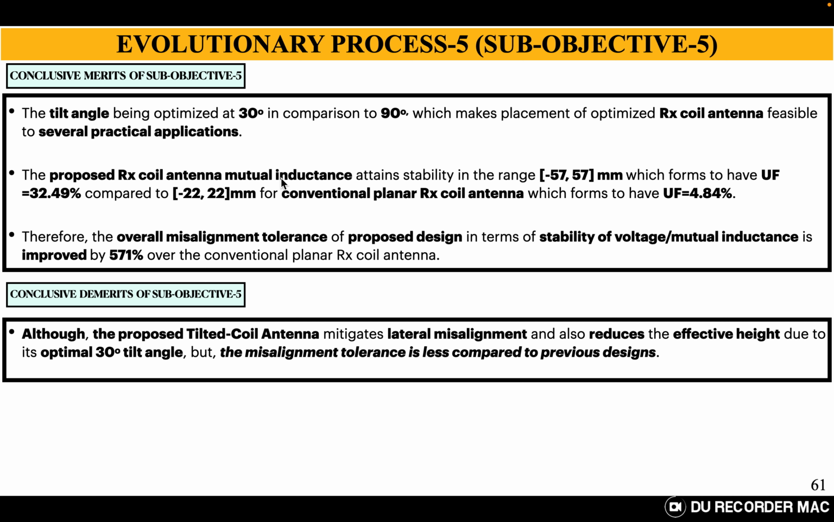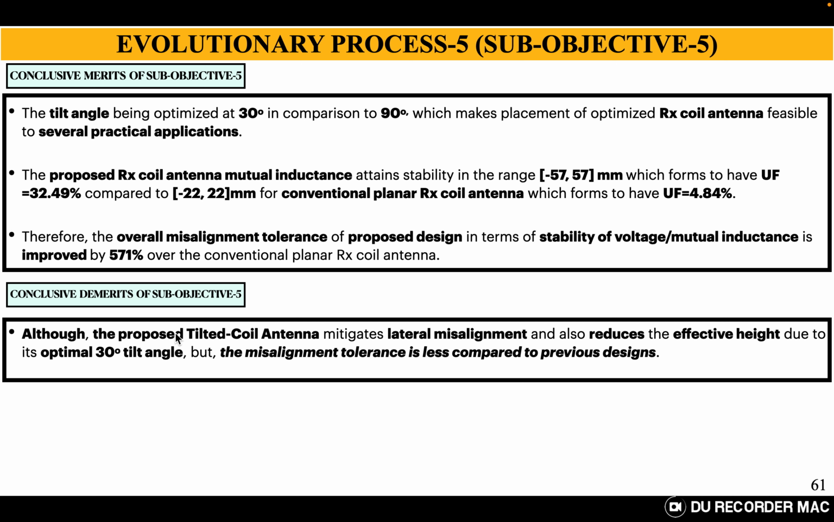So here the first advantage is the uniformity factor is improved from 4.84% to 32.49%, and the misalignment tolerance has been enhanced from minus 22 millimeter to minus 57.57 millimeter, from the conventional planar receiver coil antenna to the proposed tilted receiver coil antenna. Therefore, the overall misalignment tolerance improvement is 571%.